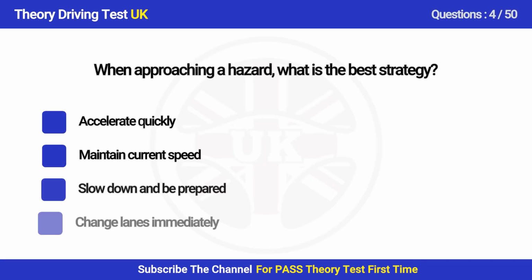Question 4. When approaching a hazard, what is the best strategy? A. Accelerate quickly. B. Maintain current speed. C. Slow down and be prepared. D. Change lanes immediately.